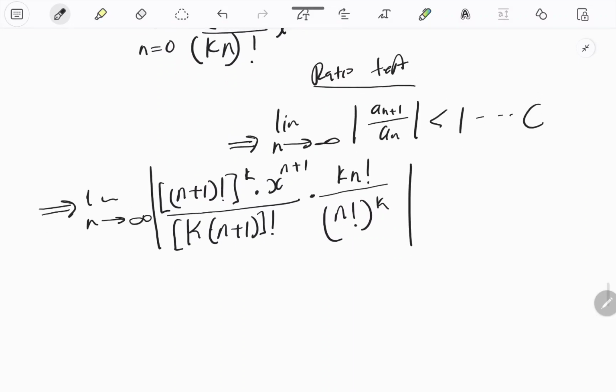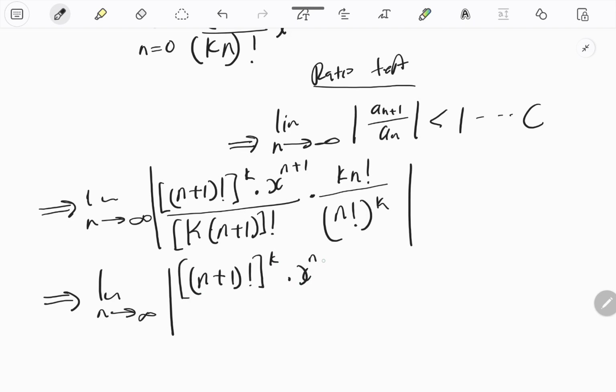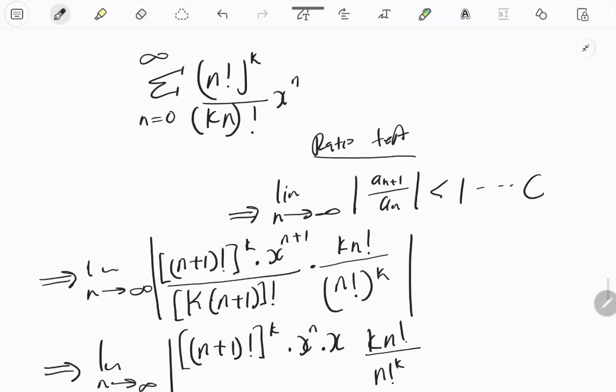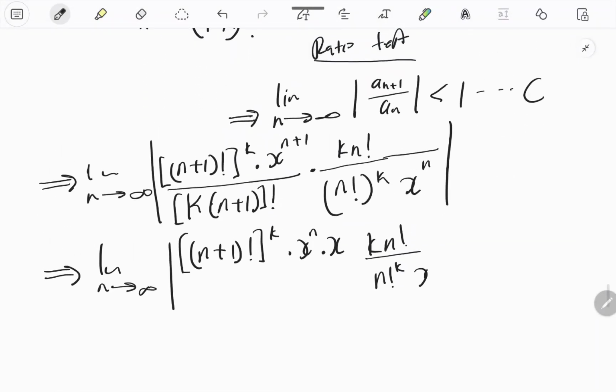Let's try to see if we can do something with it. Limit as n goes to infinity. We can't do anything here, at least for now. This one becomes x^n multiplied by some x alone, and this one will just become (kn) factorial, and this one will become n factorial. I hope I copied everything as it should. I was supposed to have x^n there, so that means I should still have it here, x^n.